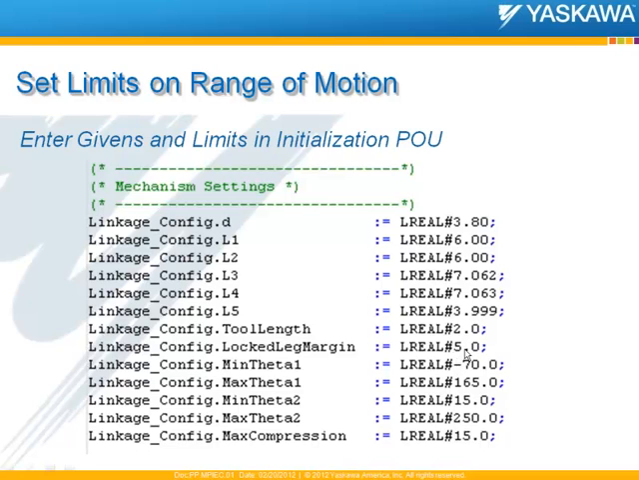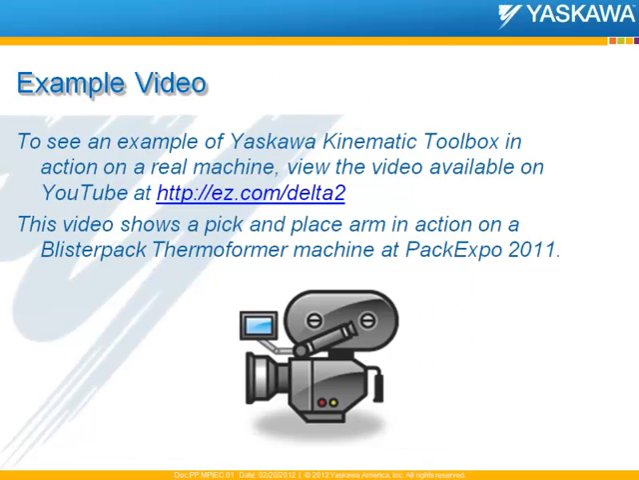If we compress, and we're compressing to within 15 degrees of being straight, then we're going to stop motion there also to prevent crashes. In addition to the code, we've also provided an example video in action on a real machine.